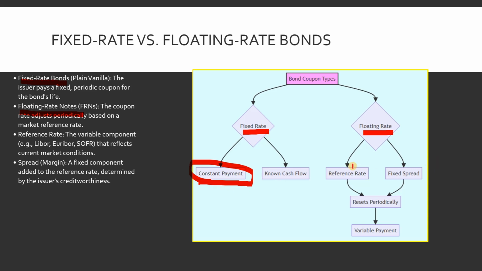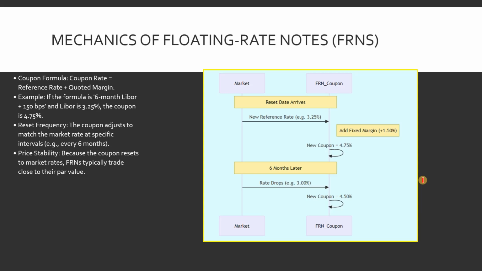On the other side, the floating rate bond branch has two inputs. One is your reference rate, generally SOFR nowadays, which moves with the market, and the other is the fixed spread, which stays constant. We will see an example in the coming slide. This combines to create a payment that resets periodically, resulting in a variable payment for the investor. Now let's talk about the mechanics of floating rate notes and how they work.